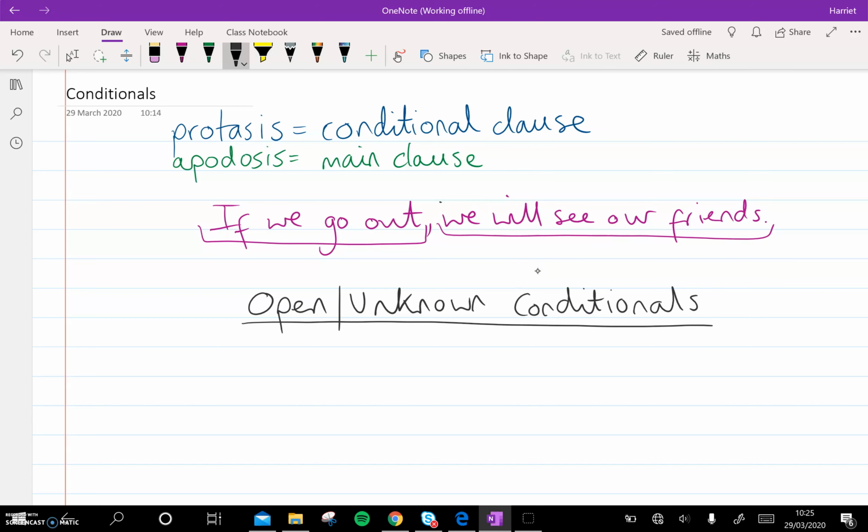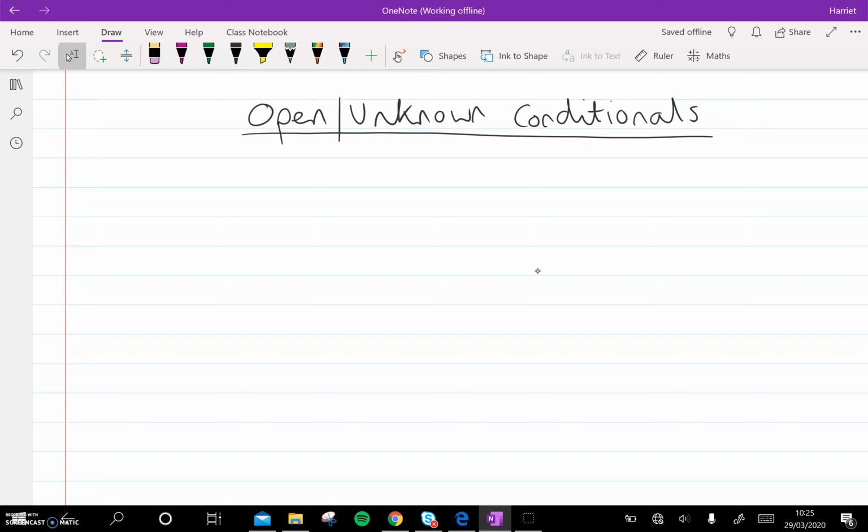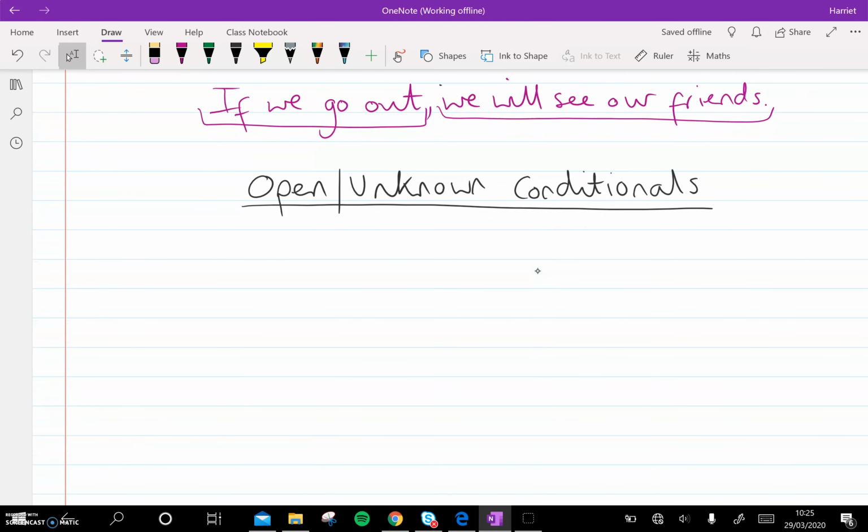Okay, so we're going to start with something called open or unknown conditional. So this is the first type of conditional. Now, the clue's in the title, because these conditionals are things that we don't know the result of, so we don't know whether they've been fulfilled. So if you look back at that example sentence, if we go out, we will see our friends. In that sentence, we don't know if we're going to go out or not. We haven't decided yet. So we don't know whether that condition has been fulfilled or not.